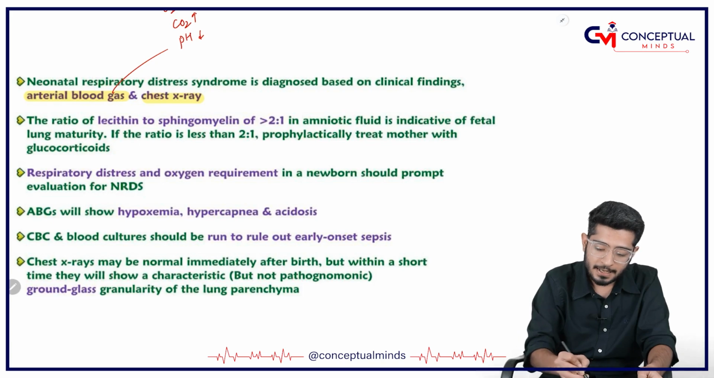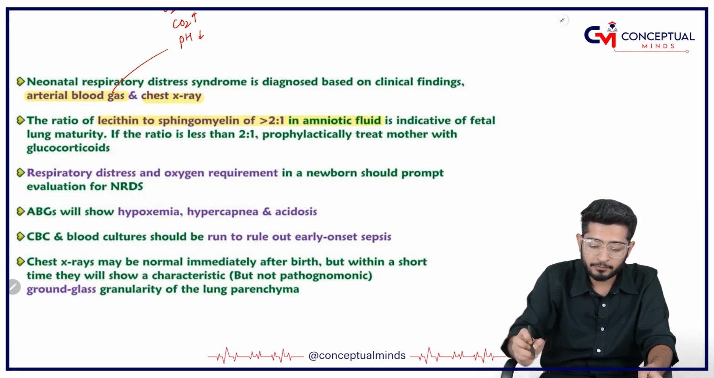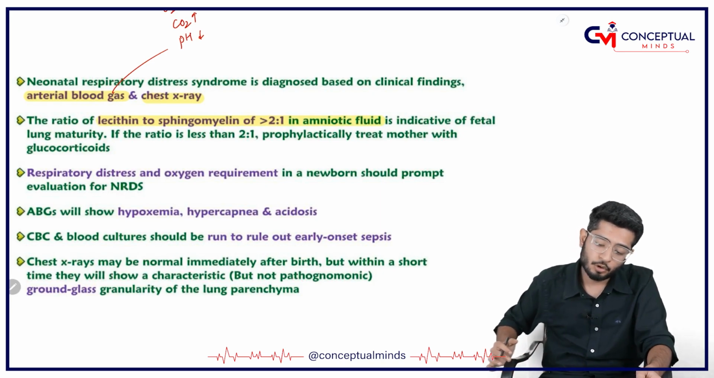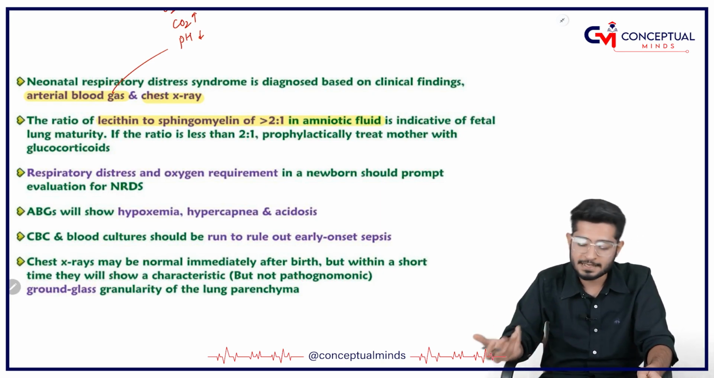And you will check the lecithin-to-sphingomyelin ratio, which is more than 2:1 in amniotic fluid. If it is more than 2:1, then that means it is good, less than is bad.